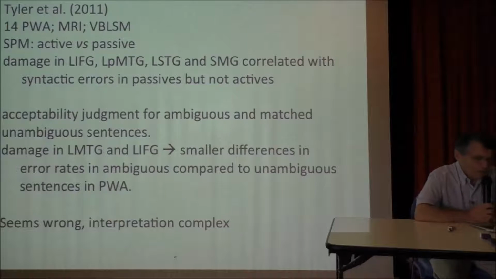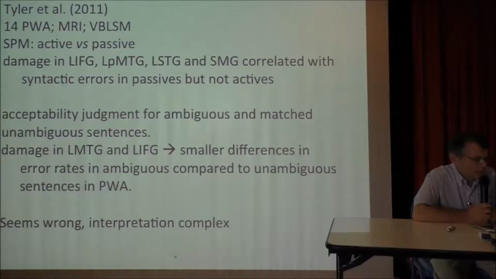Tyler and her colleagues in 2011 studied 14 patients, did a voxel-based lesion symptom mapping analysis with MR studies. They studied actives versus passives, and they found that damage in multiple areas, the left inferior frontal gyrus, the middle temporal gyrus, the superior temporal gyrus, and supramarginal gyrus, correlated with syntactic errors in passives but not in actives.